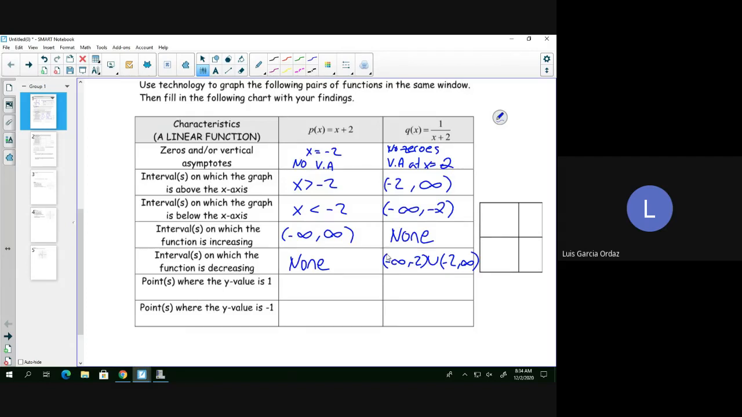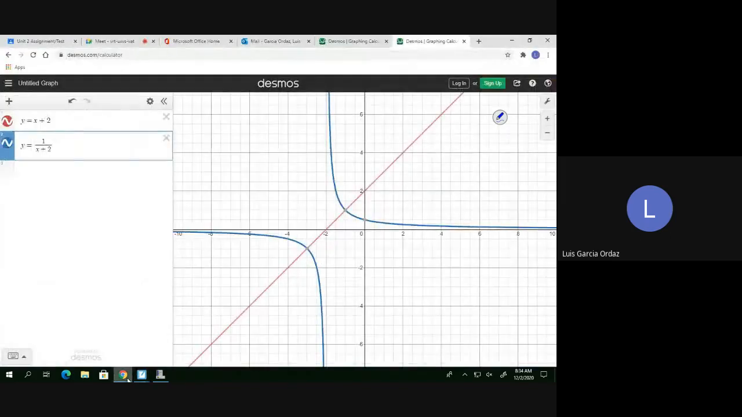Yeah, so this lesson is not about the graphing part yet. It's more about knowing the characteristics of it. So now we're going to look at where the y value is +1. For y equals x plus 2, what x value gives me y = +1? -1. At -1, okay. So as you can see here, it's at -1 and 1. And how about for the reciprocal? Same thing.